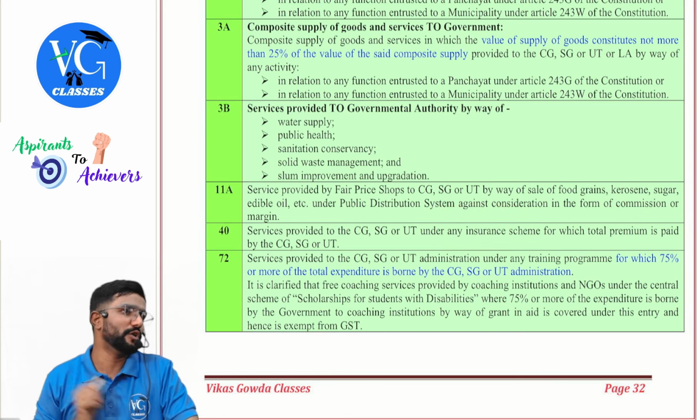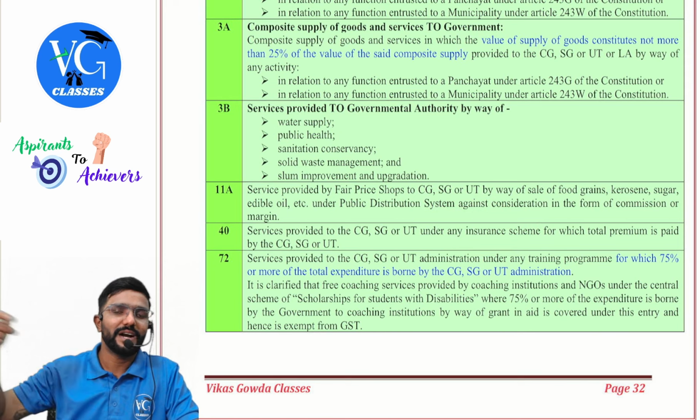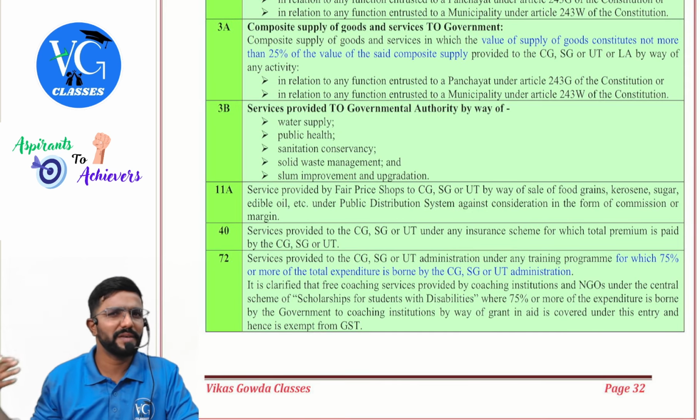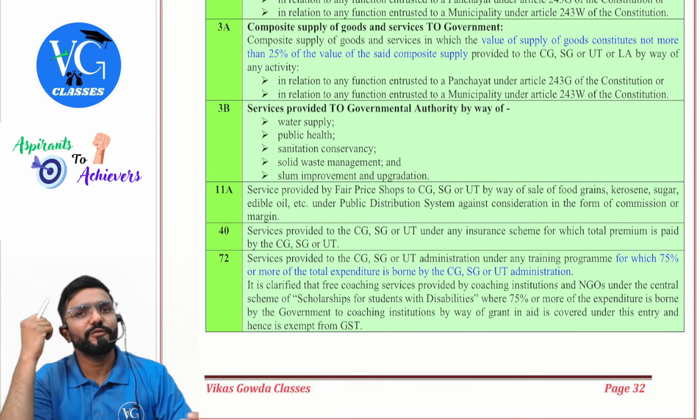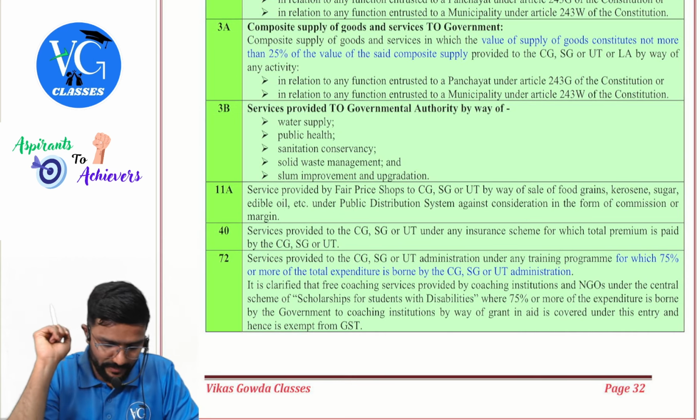Next, 40. Services provided to central government, state government or union territory under insurance schemes for which total premium is paid by government. So government has taken the policy in the name of their employees or for their assets, whatever assets owned by the government, and full premium is paid by government. Fully exempt. Fully exempt, guys.